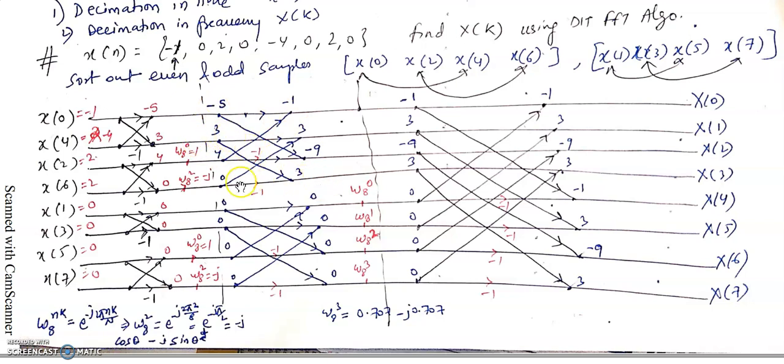Similarly, 3 plus 0, 3, and this is 0 into -1, 0, 3 plus 0, 3. Here also, what we have, -5 is coming from upside and 4 from this side, so 4 into -1, -9. So similarly, you have to operate this operation by traveling through this arrow, and you will get all these values. Okay, this is the second stage.